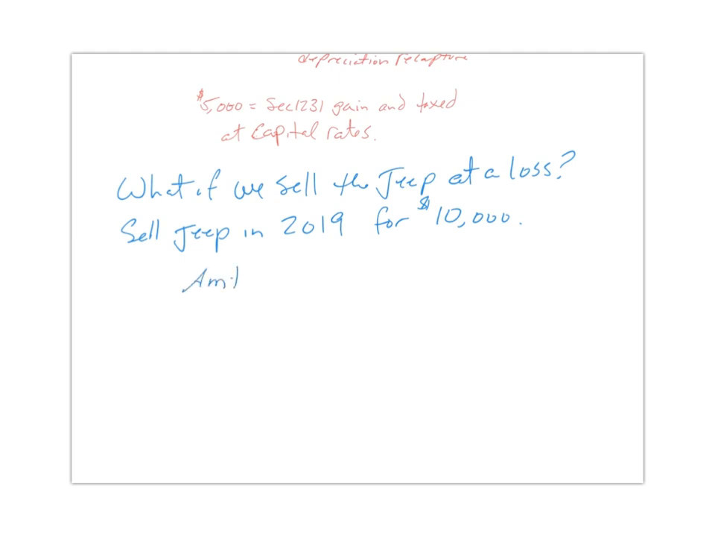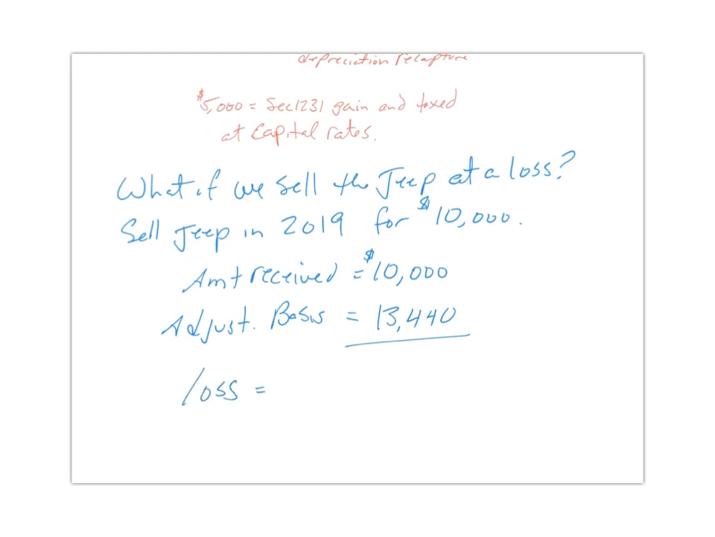So our amount received is $10,000. Our adjusted basis is still the same. And so now we have a loss. And we have a loss of $3,440. So how is this loss treated?